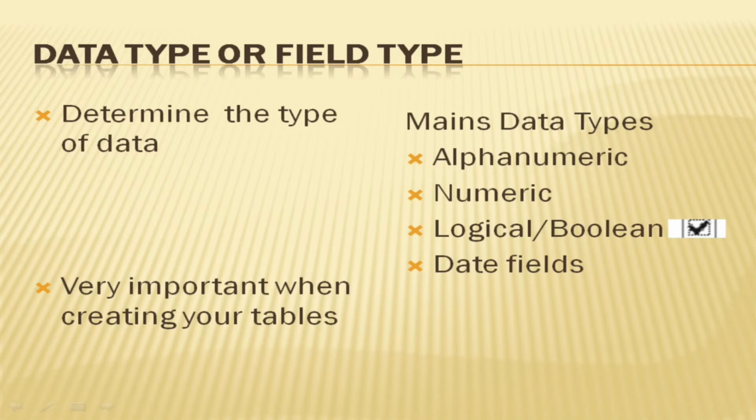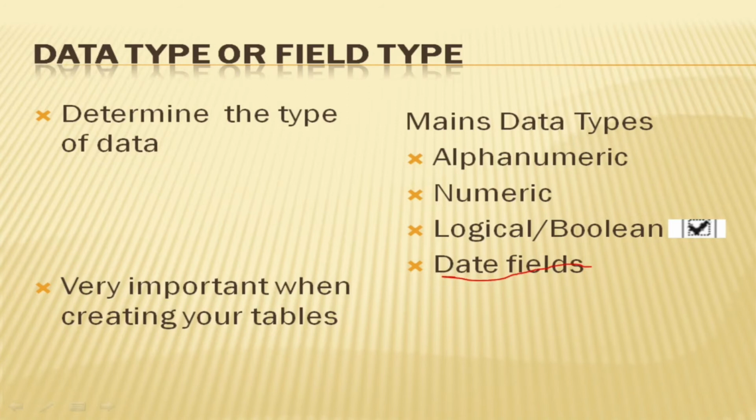Then you have the logical or boolean field. A logical or boolean field will let you enter one of two possible values. Most of the time it is yes or no, or you have a checkbox where you can place a tick or no tick. When do you use a logical boolean field? Well, when you only need to store something that is either true or false, or something that exists or doesn't exist. Just remember that.